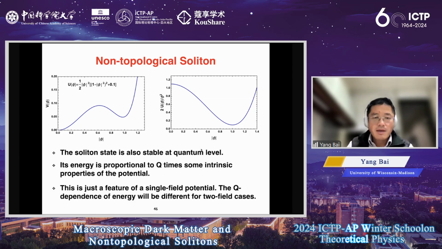And the result depends on the charge and some intrinsic property of the potential, which is not super important. So here we just need to have this kind of two local minimum features. You require a non-renormalizable potential.